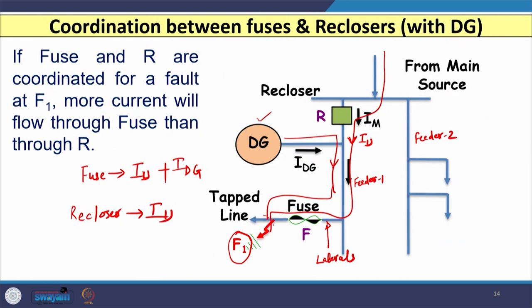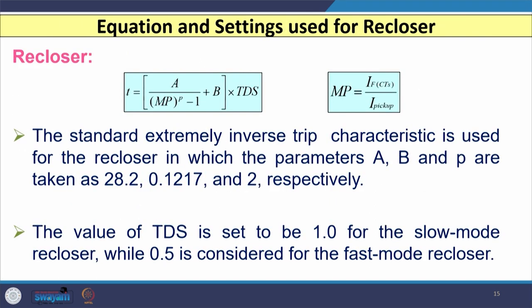But as and when we connect the DG at a particular location, the coordination between the recloser and the fuse is lost, because now the current flowing through the recloser and fuse is different. Normally, the recloser characteristic is achieved by this equation, where T is the time of operation of the relay, given by T = A divided by (MP raised to P minus 1) plus B, multiplied by TDS, where TDS is the time dial setting, MP is the multiple of pickup current, that is the fault current referred to the CT secondary divided by the relay pickup or plug setting, and A, B and P are constants. Normally we consider the extremely inverse characteristic, because we have to coordinate this characteristic with the load which is connected at the last end or tail end from the source side.